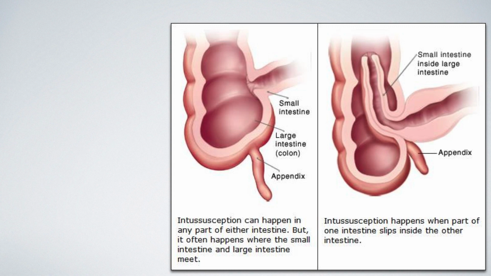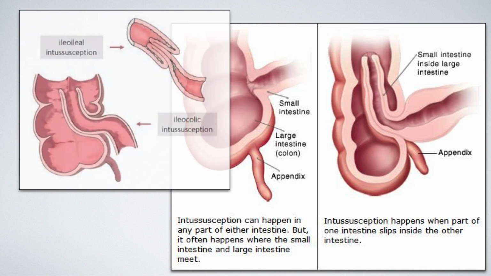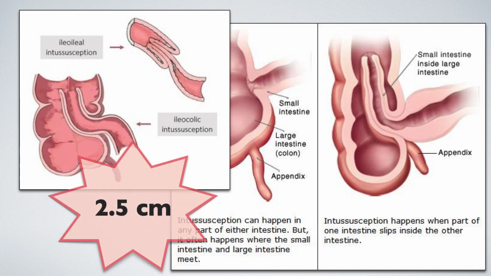Now, intussusception can happen in any part of the intestine, but it often happens where the small intestine and the large intestine meet. You can also have an ileo-ileo intussusception. However, this is not as clinically significant. You can use the measurement of 2.5 centimeters as your cutoff between ileo-ileo intussusception and ileocolic intussusception.